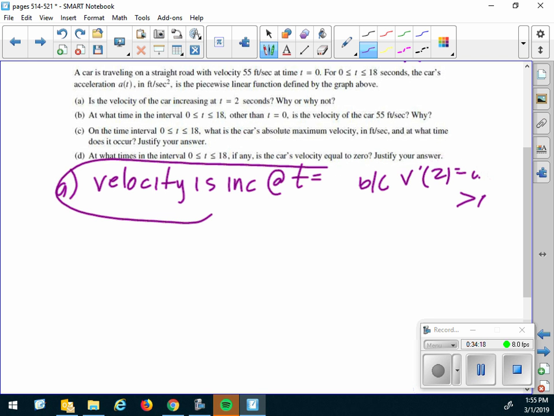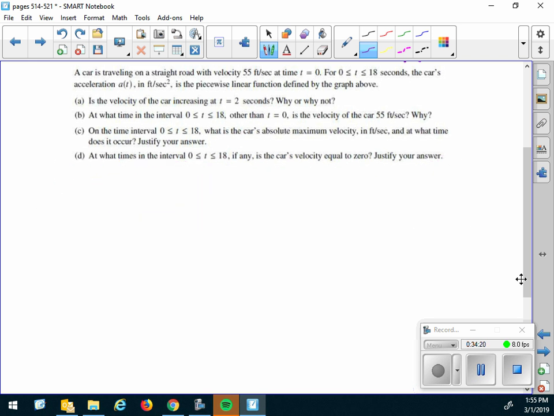Let's try that again. At what time in the interval 0 to 18, other than t equals 0, is the velocity of the car 55 feet per second?